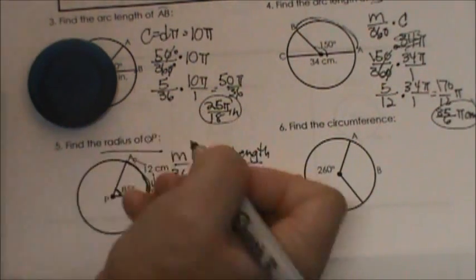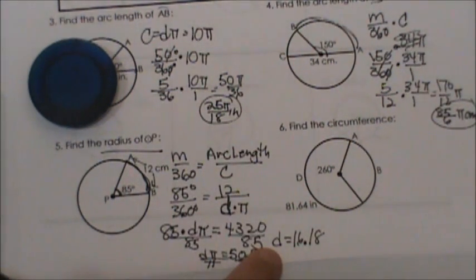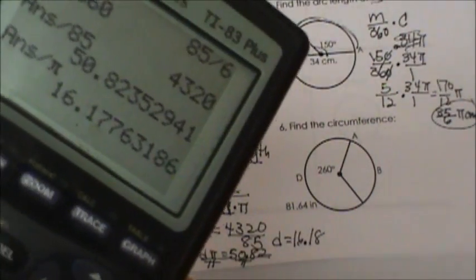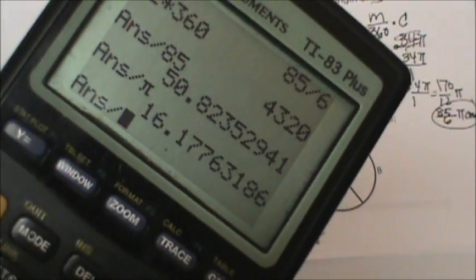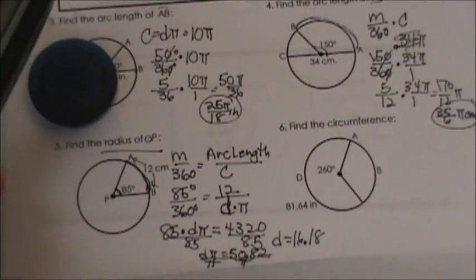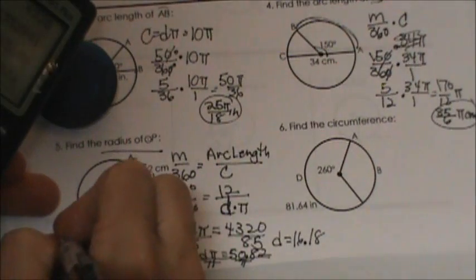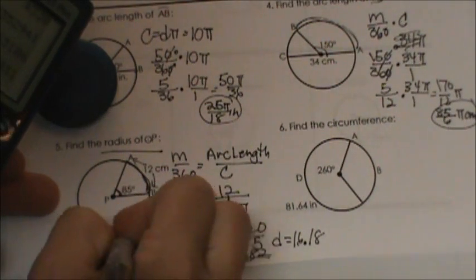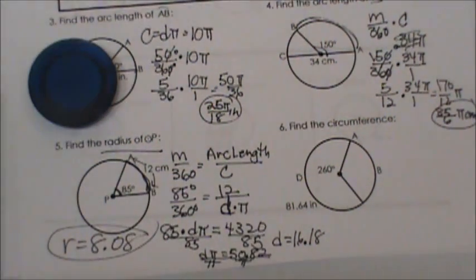No, it says find the radius. Okay, what do we know the relationship with diameter and radius is? I take the diameter and I just divide by 2. And I get 8.08. So radius is 8.08. And I'm done. Okay, that's kind of lengthy, but that's how you work that backwards problem.